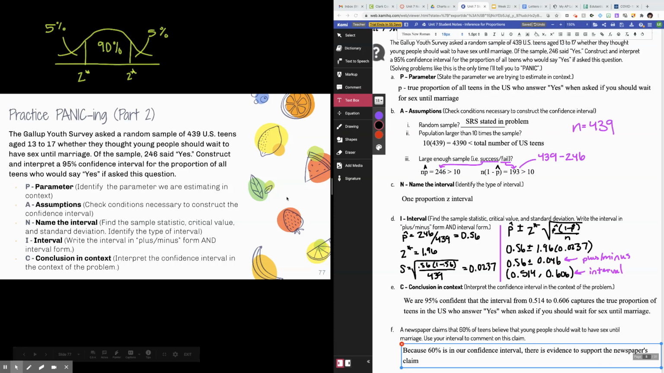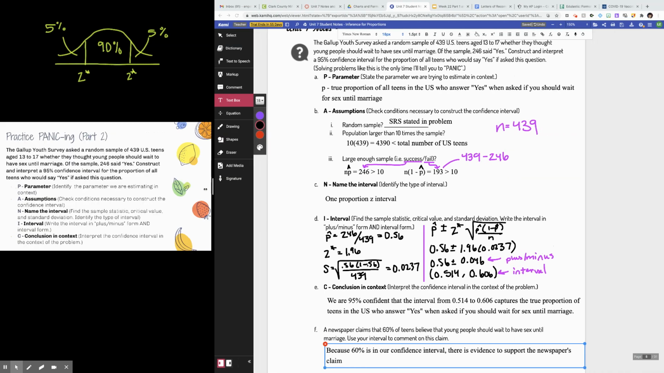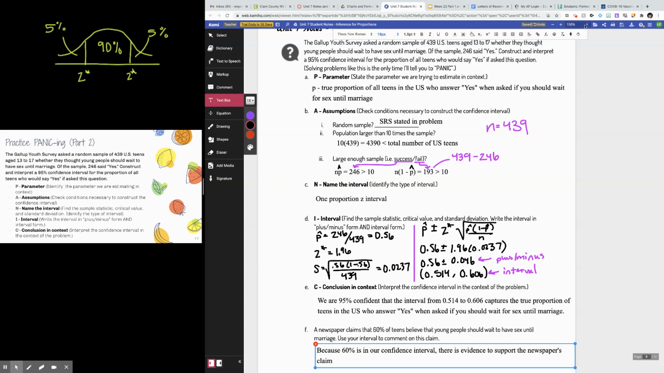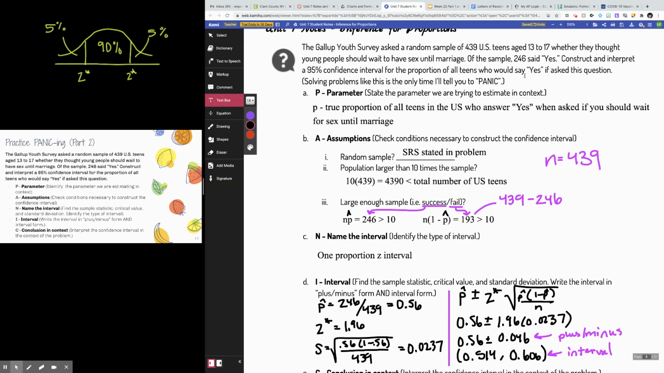All right, folks. So I'm actually going to make this a little bit larger here. Zoom in on this a little bit so that you can see a little bit better what I did and what I wrote. So here is your complete confidence interval. For parameter, we are estimating P, the true proportion of all teens in the US who answer yes when asked if you should wait for sex until marriage. Right, so that's your parameter value. You obviously could have worded it a little bit differently, but as long as you got the gist, you're good.